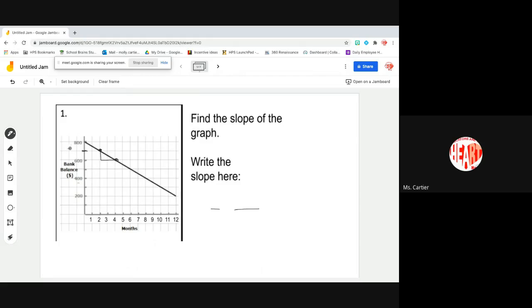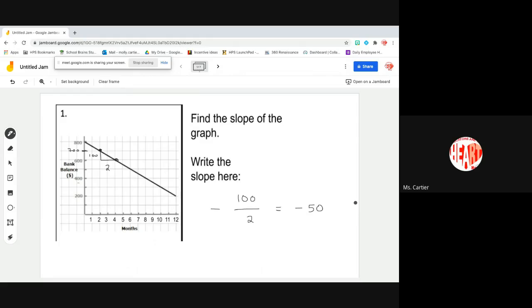So this would be 700, which means one box is actually equal to 100. However, down here, going up by months, 2, 3, 4, each box represents 1, so this is 2. So we have our rise is 100, our run is 2, and 100 divided by 2 is 50, right? 2 divided by 2 is 1, 100 divided by 2 is 50, negative 50.